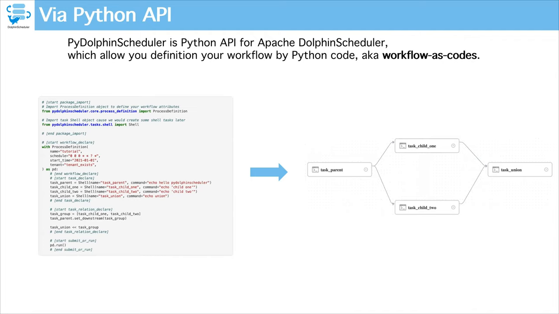Python API, aka PyDolphinScheduler, is a Python API for Apache DolphinScheduler, which allows you to define your workflow by Python code, aka workflow as code. The core concepts of PyDolphinScheduler are the same as DolphinScheduler. It has the project, the workflow, the task, the task definition, and the task relation. And the different thing is we use drag and drop to create our workflow in the web UI, but in Python API, it can all be done by code.